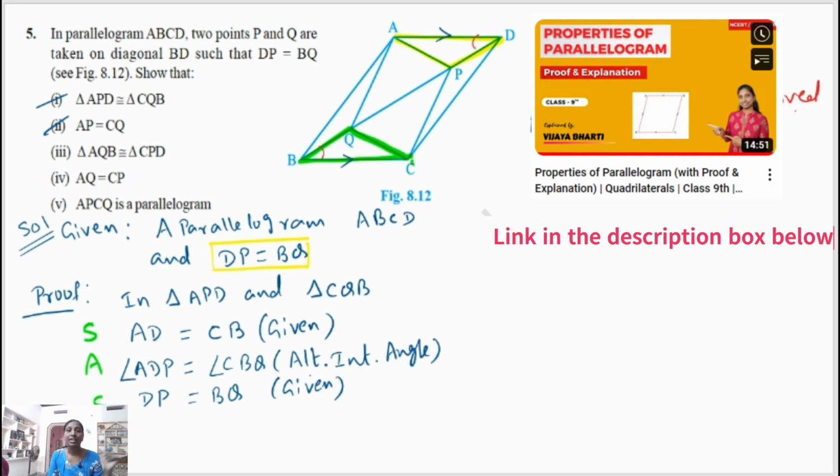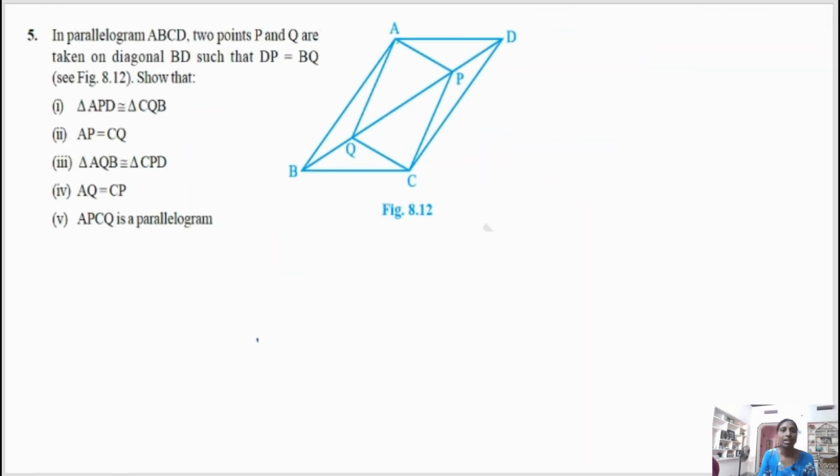Okay, friends. Now, the next 3 points we will prove in the next slide. Here now we have to prove point number 3: triangle AQB is congruent to triangle CPD. Let us take these two triangles. This is AQB.